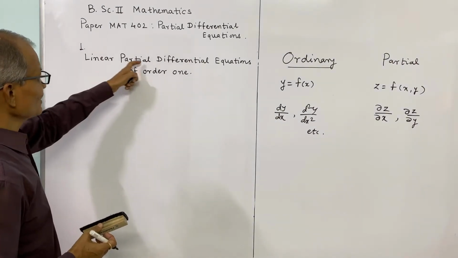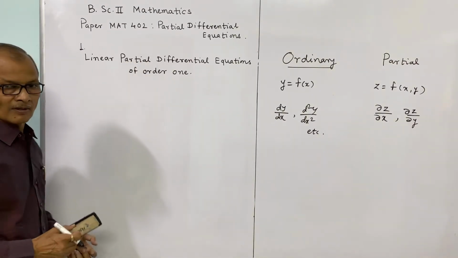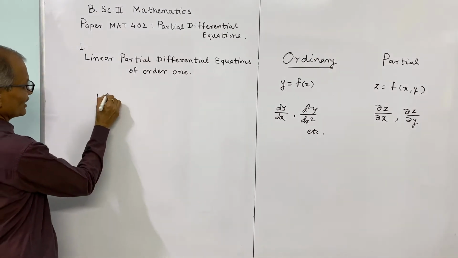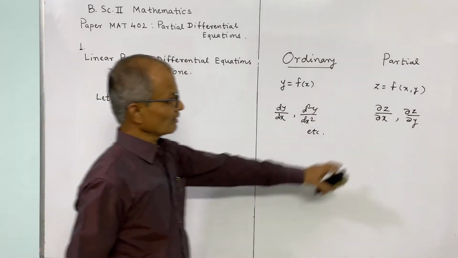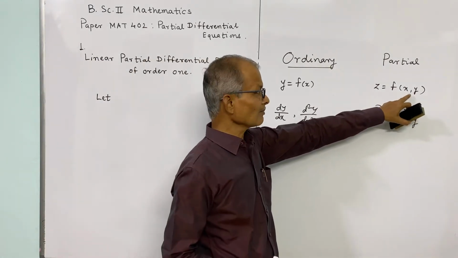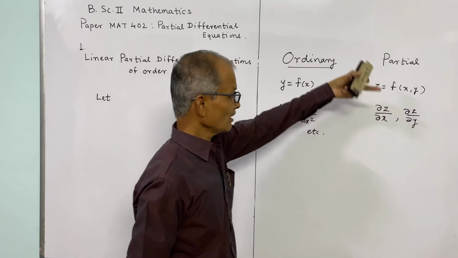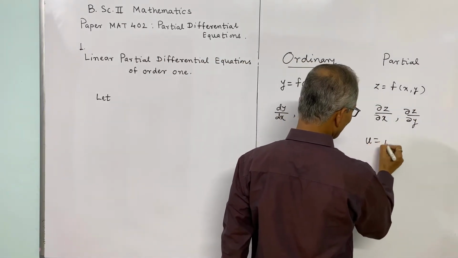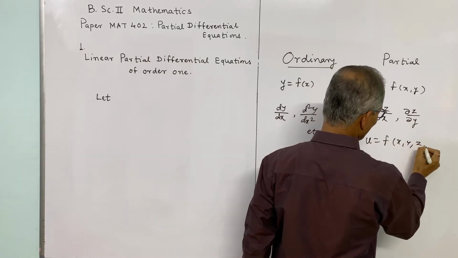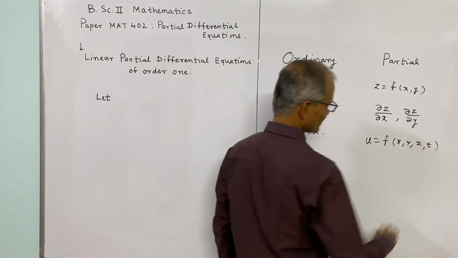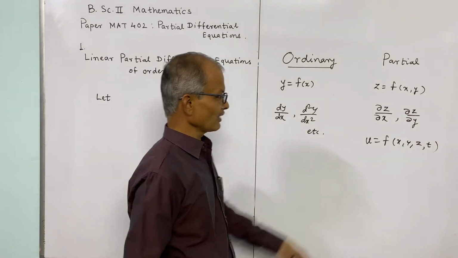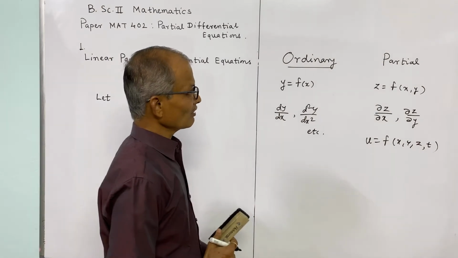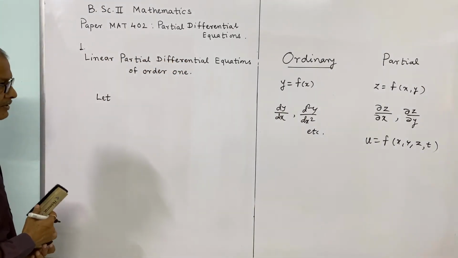First we consider linear partial differential equation of order 1, and at the beginning we shall suppose let x and y be the independent variables. Here there are more than one independent variable. Sometimes z or u can be considered as a function of x, y, z, etc., or t may also be a variable. So this is a function of several variables. In that case, the partial derivatives occur, and the equation involved will be known as partial differential equation.